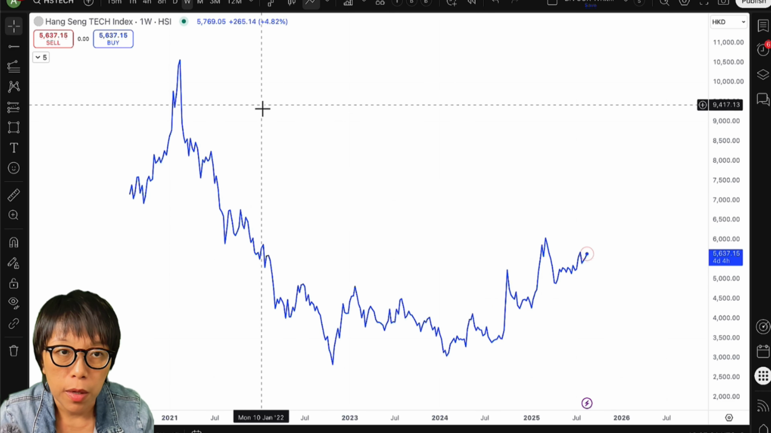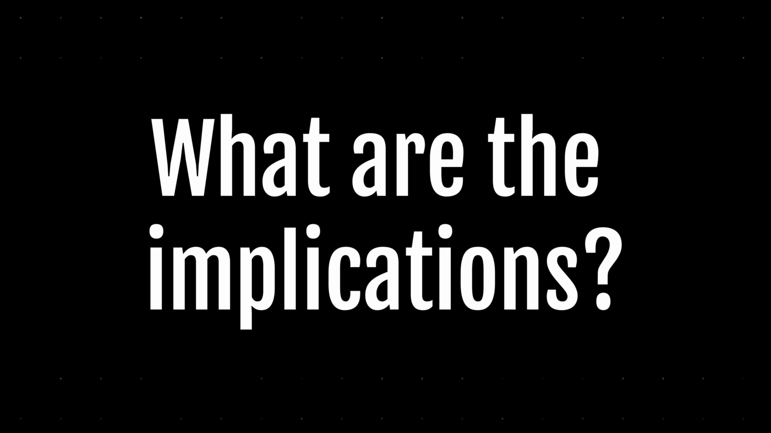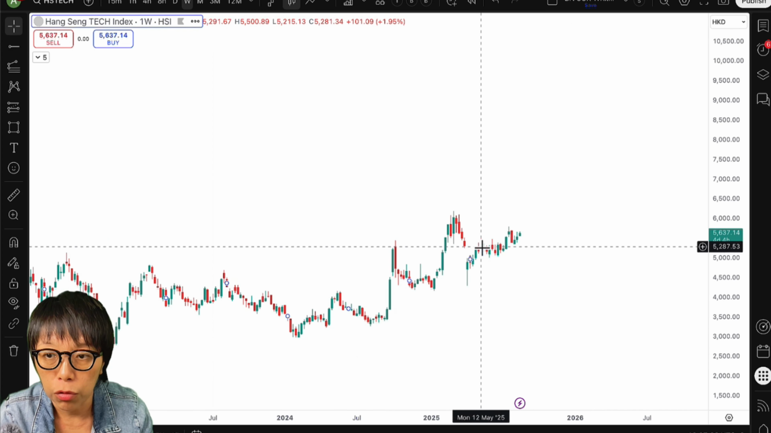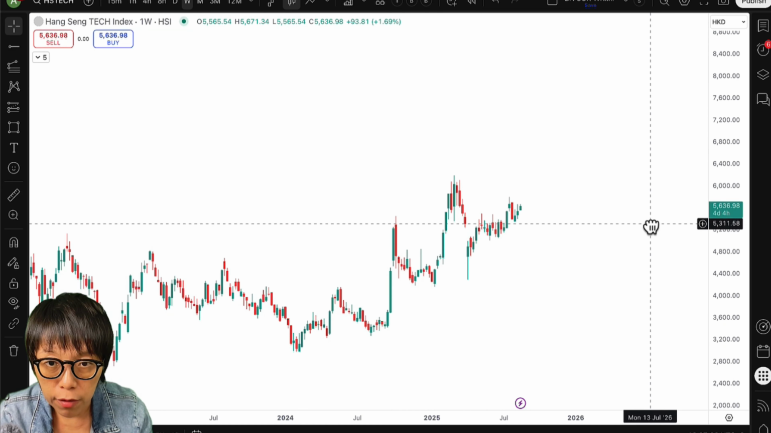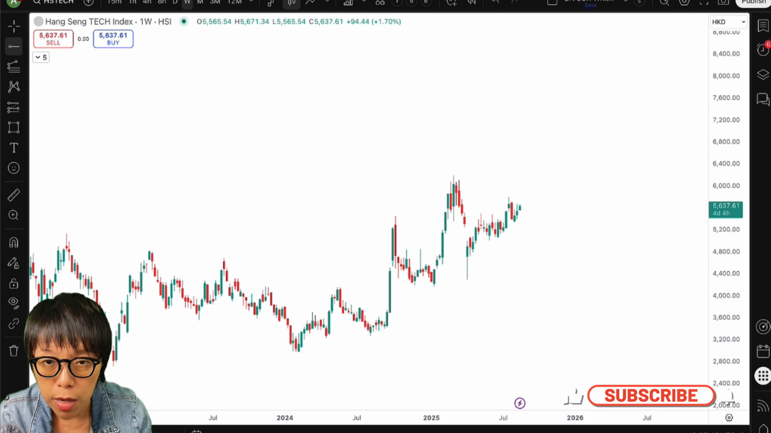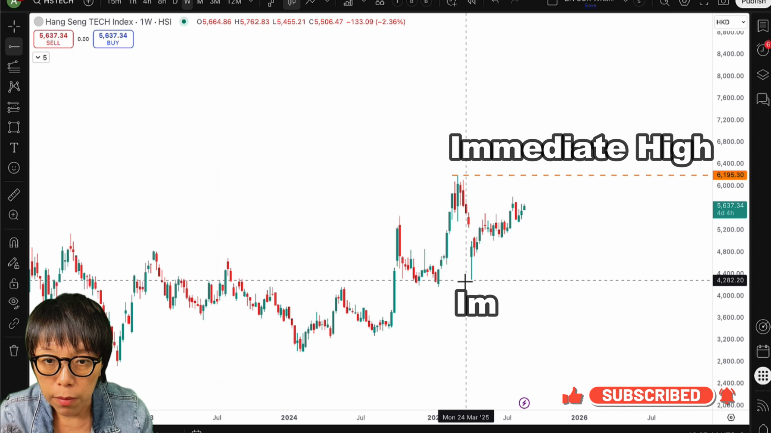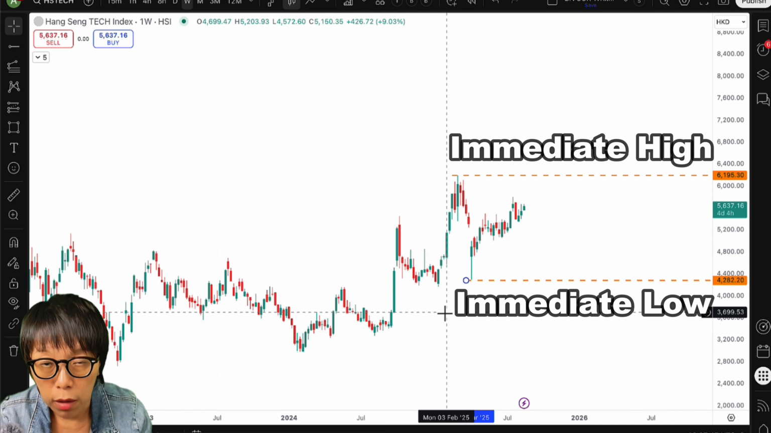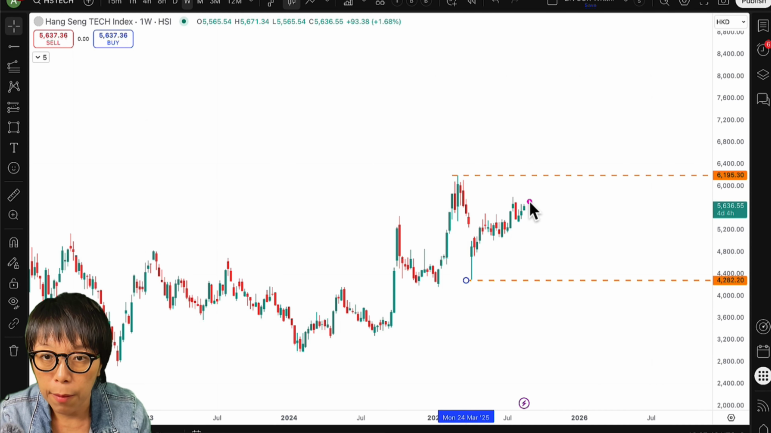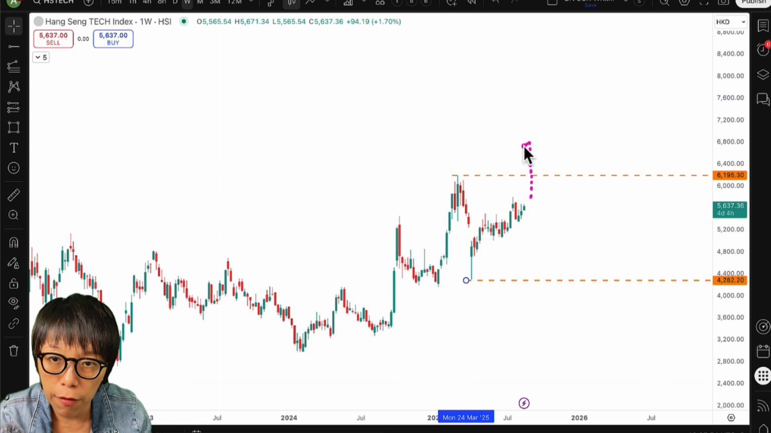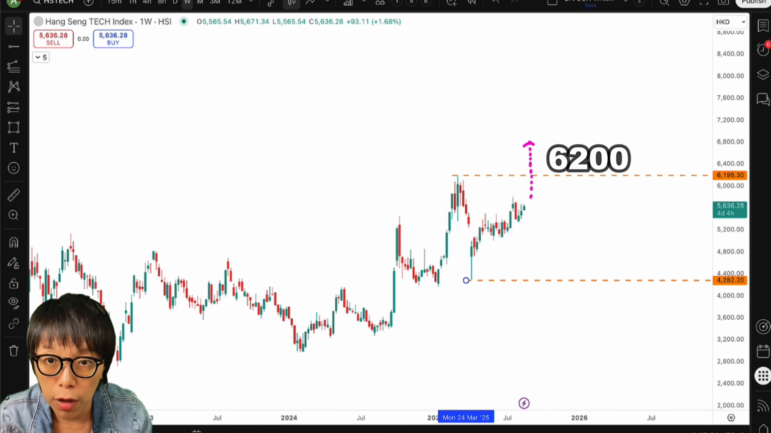Now you ask me, what is the implication here? Of course, in order for price to continue to show an uptrend, there is a need for the immediate high, so this will be the immediate high, and then this would be the immediate low to be broken. Now, when I say to be broken, it means that price will need to close above the immediate high, which is about 6,200, to create a higher high for that uptrend to continue. And for price to not close below 4,282.